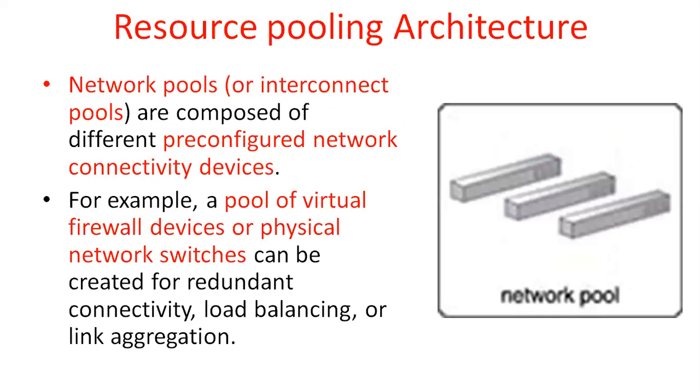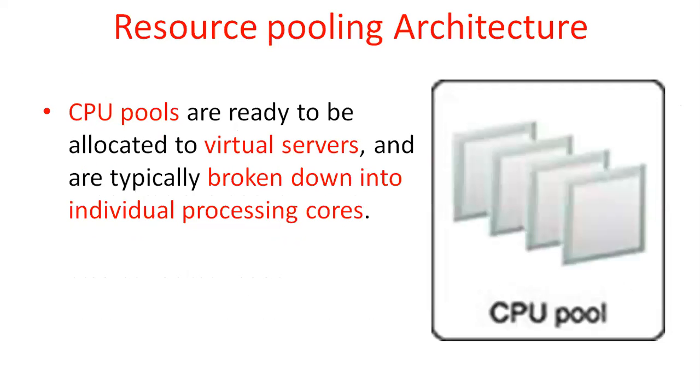And then network pools. That means the interconnected pools; these are all network pools consisting of preconfigured network connectivity devices. Preconfigured network connectivity devices are there. These devices may be firewall devices, physical network switches. These are all different devices here. How can you connect these devices? They are created for redundant connectivity, load balancing, link aggregation, redundant connectivity. For these purposes, you are using these network pools.